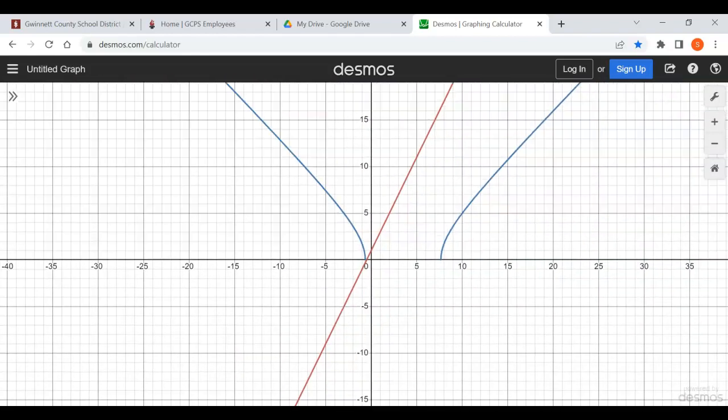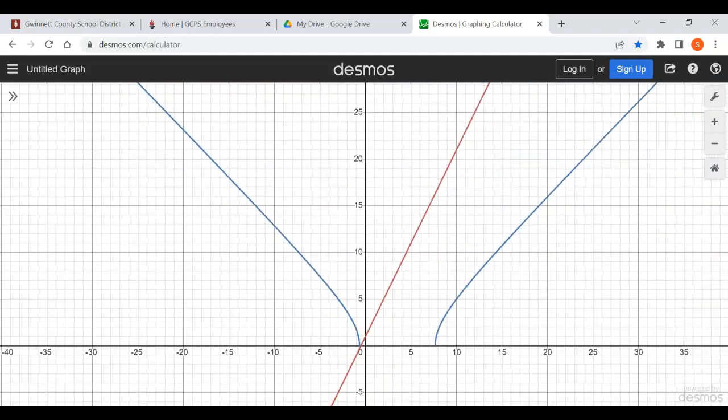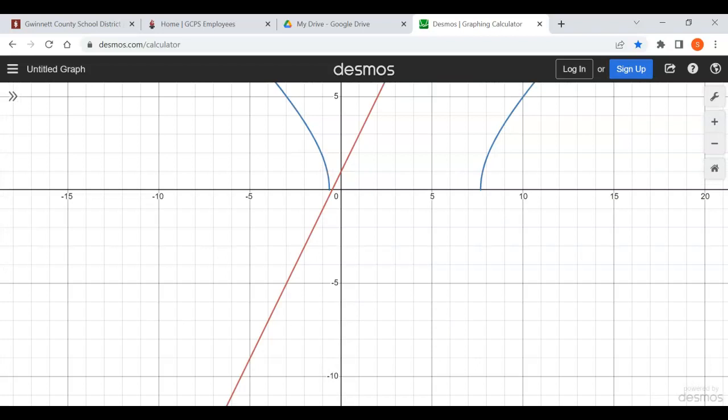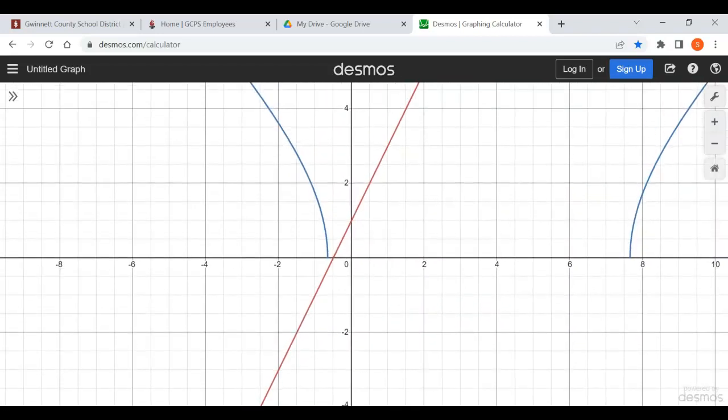Move the window, move it all around. All right, nothing here. Nope. But I could zoom in a little bit to see here. Do they cross? They do not. So notice how they are not crossing each other. So this is a no solution.